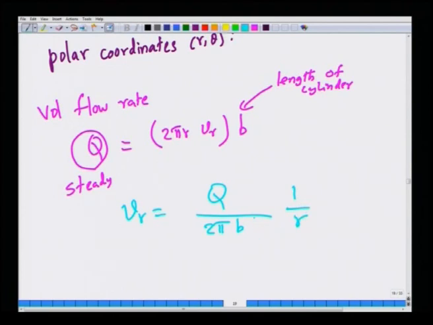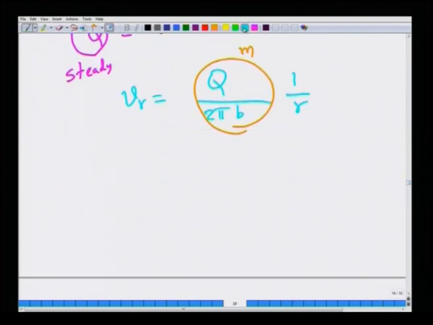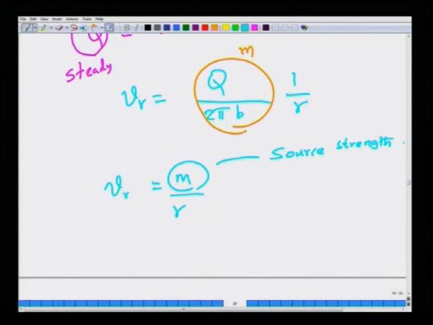Now, this is denoted by the letter m, it is a constant. So, V r becomes m over r, where m is called the source strength, the strength of the line source. If m is a positive quantity, then fluid emerges out radially. If m is a negative quantity, fluid comes in towards the origin.